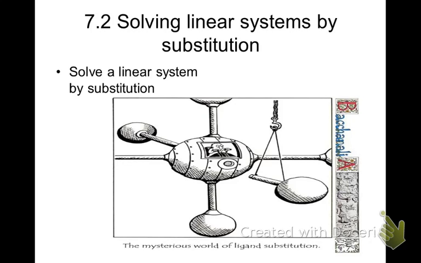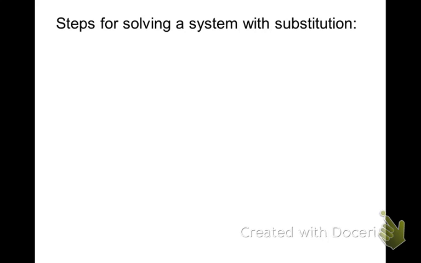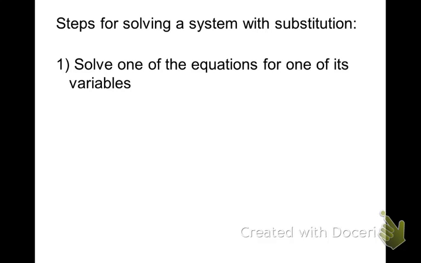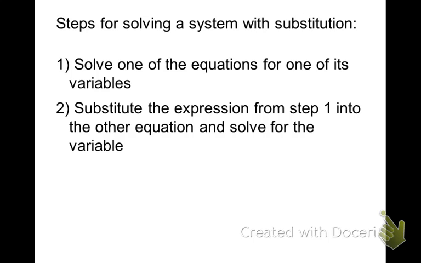All right, section 7.2 is on solving a system by substitution. We've already learned how to solve by graphing, and this is a second method, substitution. When you're going to solve by substitution, you're going to follow a number of steps. The first one is I isolate one of the variables in one of the equations on one side. Usually putting it in slope-intercept form is the simplest thing to do.